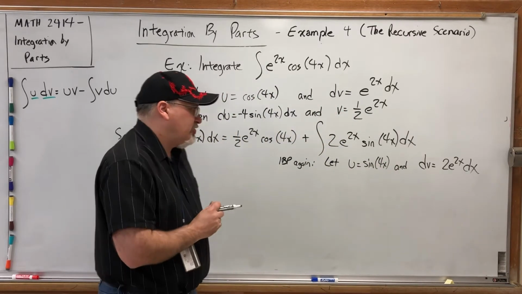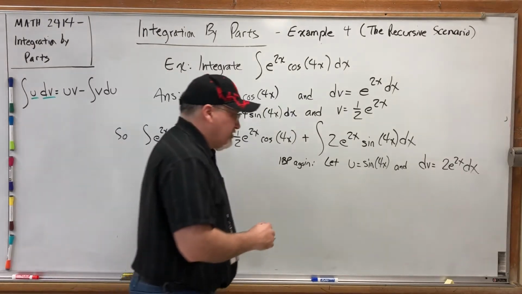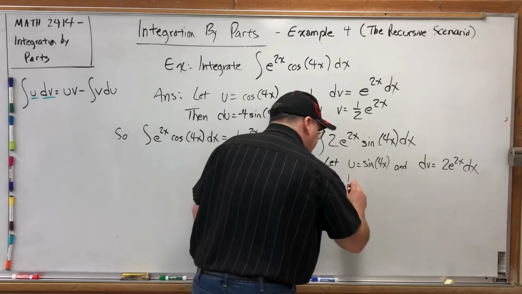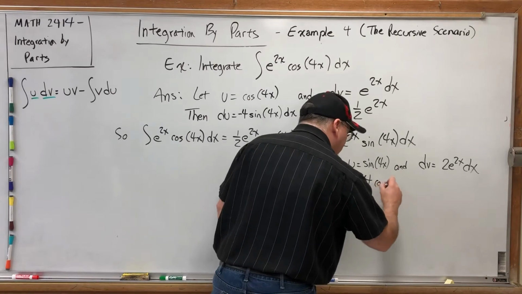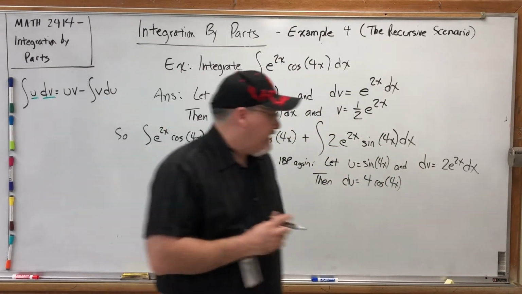Why I chose to put the 2 with the e, I could have put it with the sine. It's just a constant. It's not going to change anything. Let's see what everything is. du would be the derivative of sine of 4x, which is 4 cosine of 4x. The 4 comes from the chain rule, the derivative of the inside.